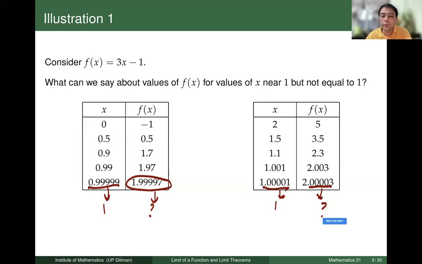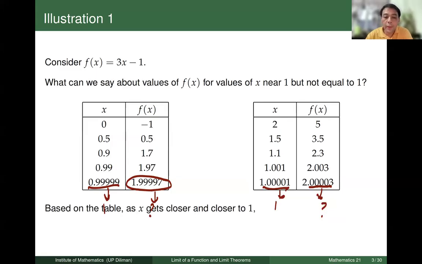Okay. So from the illustration, it should be obvious. As x gets closer and closer to 1, f of x gets closer and closer to 2. Okay, so that is what we observe here.